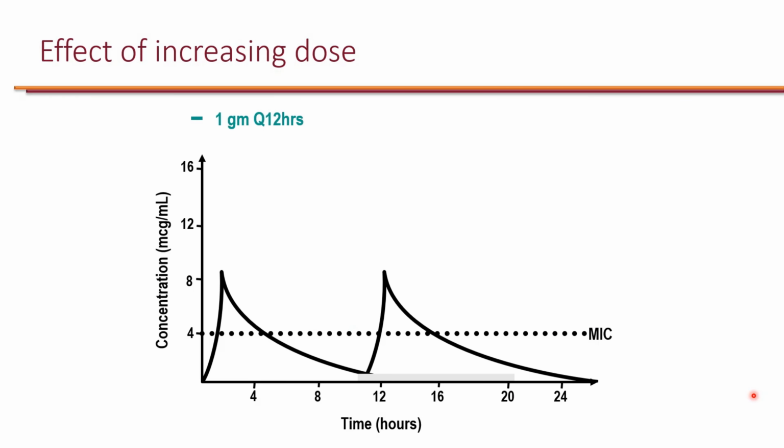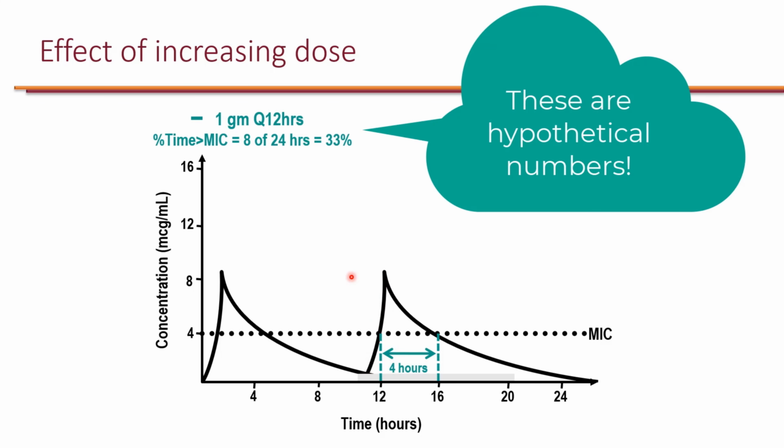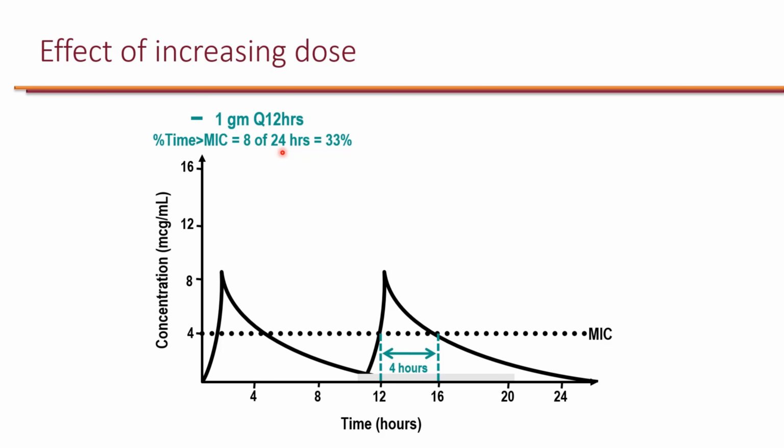Now let's take a look at pharmacodynamics of beta-lactams. Let's use cefepime as an example. So let's say you're infusing cefepime 1 gram every 12 hours. So you give this twice a day. And what happens is that every time we give a dose, the amount of time that this concentration goes above MIC is about 4 hours. So overall, over a 24-hour period, you have 4 hours here and 4 hours here. So overall, you have 8 hours out of 24. So the time above MIC for 1 gram Q 12 hours of cefepime is about 33%.